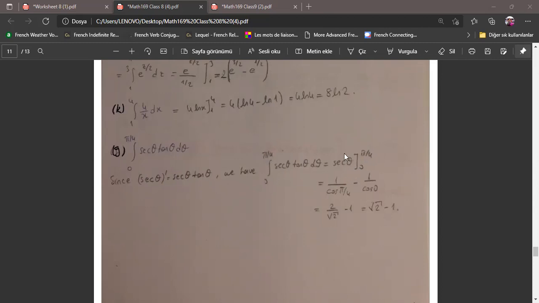So if you plug first, secant theta is, by definition, equal to 1 over cosine theta, right? So we first plug theta equals pi over 4, and we get this. And then theta equals 0. Cosine 0 is equal to 1, and cosine pi over 4 is equal to square root of 2 over 2. So we have this.